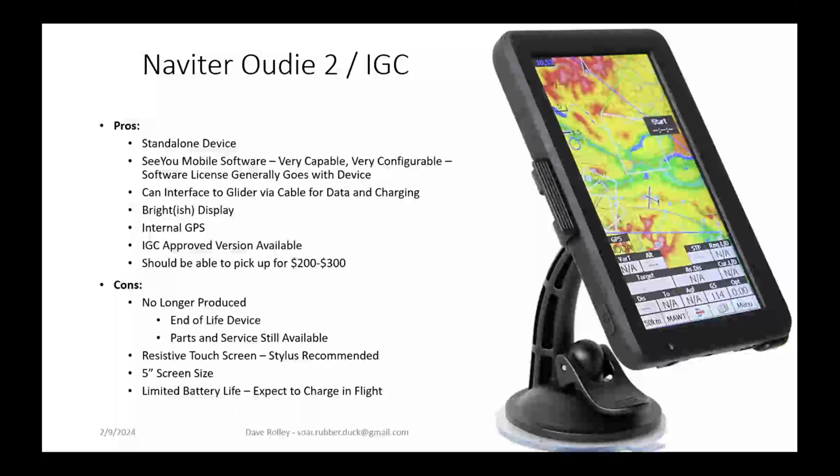They've got a cable that plugs directly into the back of a, well, with an RJ45 to DB9 connector or adapter, it'll plug into the back of a 302, for instance. It's got a bright-ish display. It's sunlight readable, it's usable. It has an internal GPS. There is an IGC approved version available. The OD2 you should be able to pick up for around $200, $300.